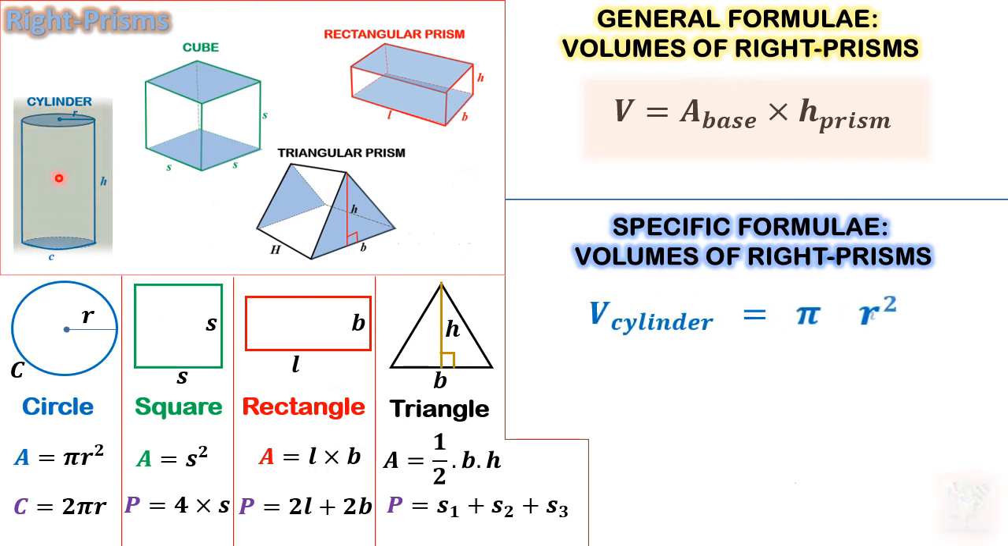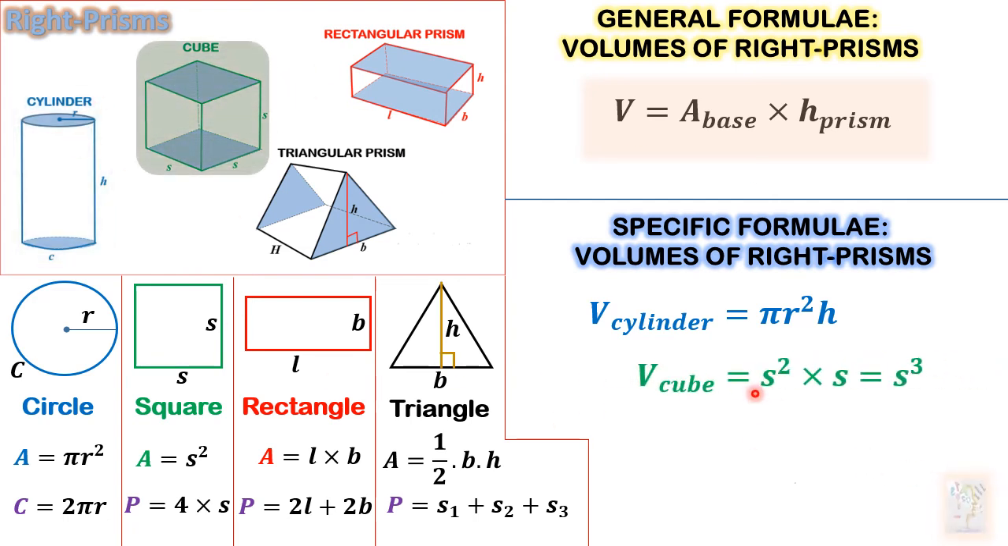Okay? Let's check the first one. If we have a cylinder, volume will be equal to the area of the base, and our base is a circle. And the area of a circle is pi r squared. So it will be pi r squared multiplied by the height of the prism. Every time we'll multiply by the height of the prism, because the reason why they are prisms is because of the third dimension, which is your height. Now if we look at a cube, the formula to calculate the volume of a cube will be the area of the base. Our base is a square. A square is side squared, so it will be side squared multiplied by the height. The height is the same because all the sides are the same. So s squared multiplied by s is s cubed.